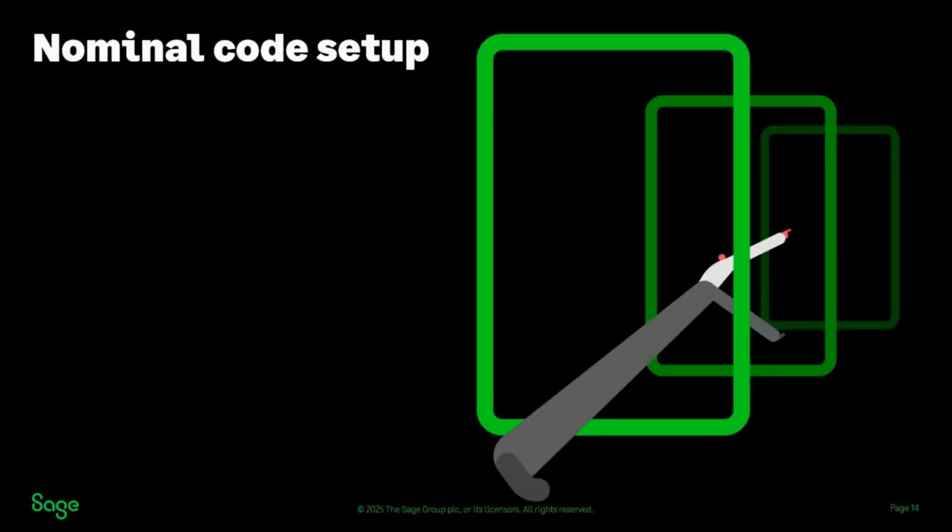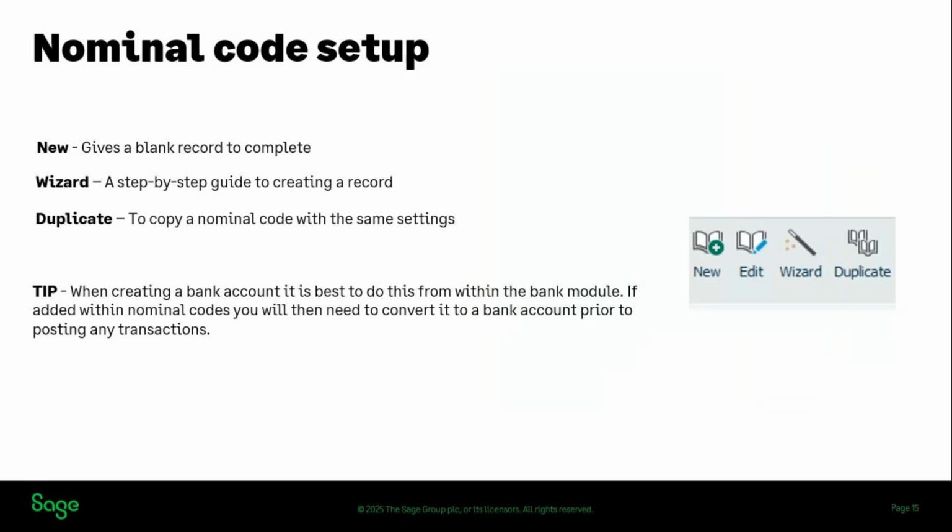We then looked at the nominal code setup. So 3 options we had. We looked at the new, which gives you a blank record to set up from scratch. Looked at the wizard as well, which was my favorite way of doing things, and I think it should be everybody's favorite way because it does the work for you. Essentially, take as much human error out of it as possible.